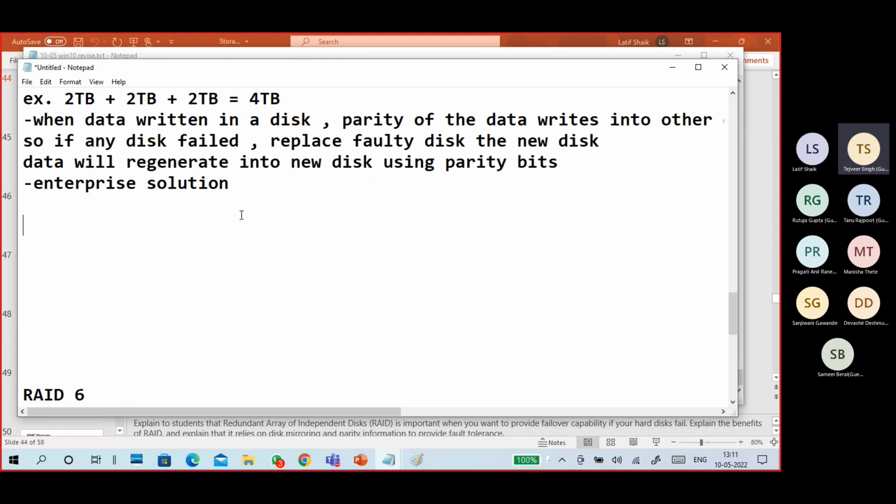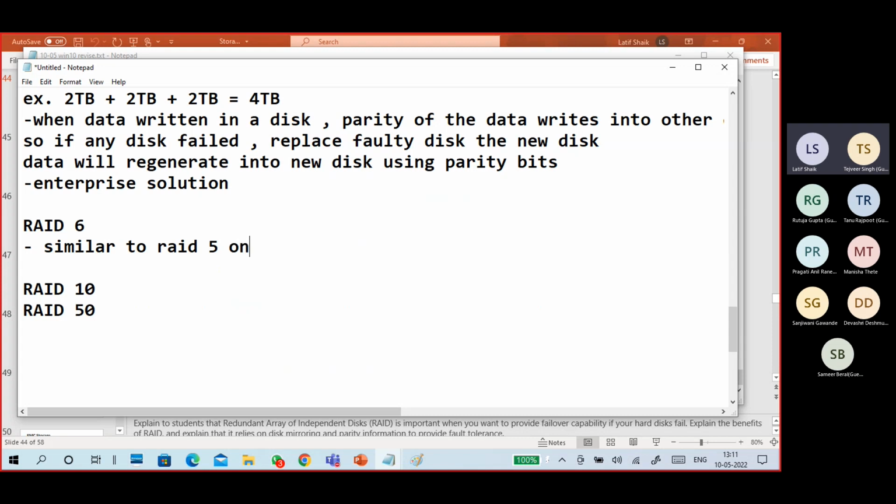So next, RAID 6. RAID 6 is similar to RAID 5 only. There is no separate RAID 6; it's a RAID 5 volume only. So when you add more disks, then it is RAID 6.